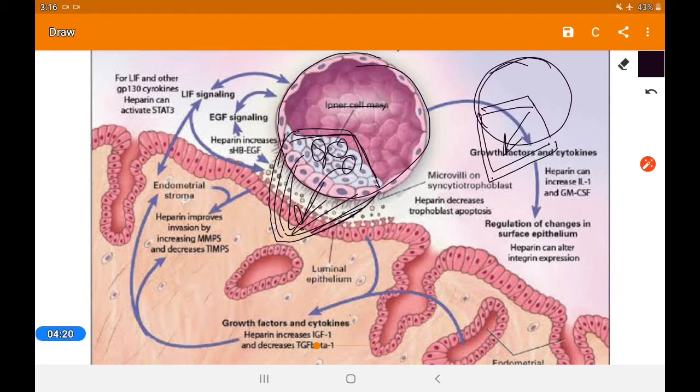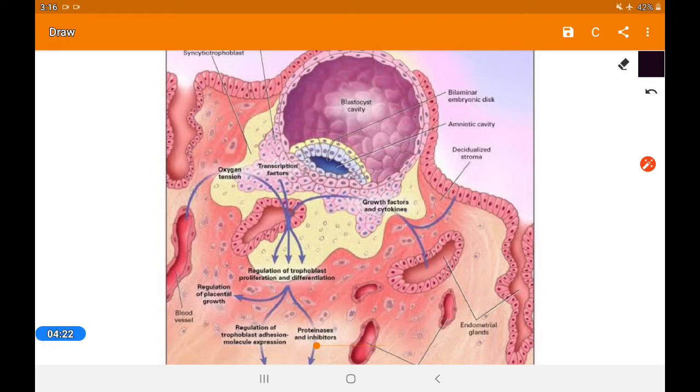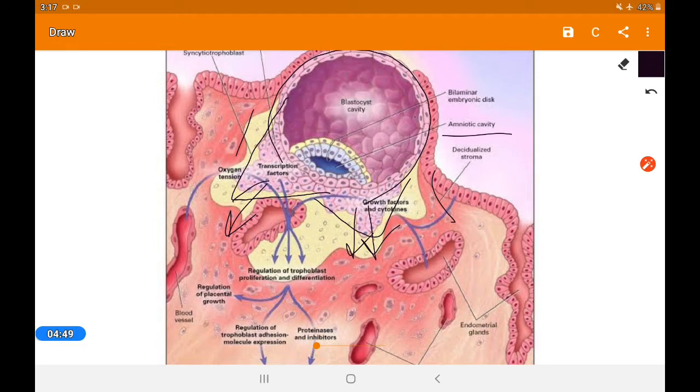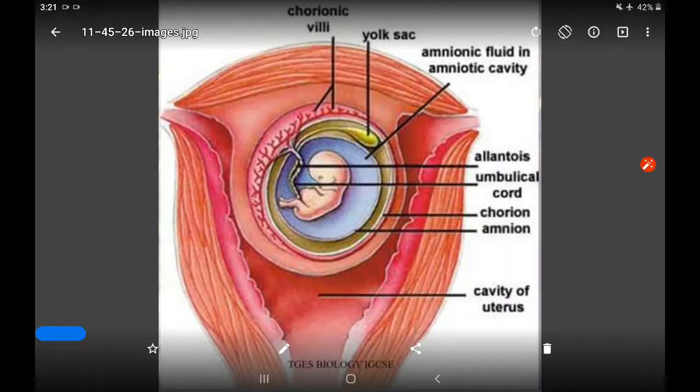Next diagram, if you see this diagram and compare with the previous one, the trophoblast cells are now inside the mother's body, in the endometrium layer, and here it gets completely inside. It forms the amniotic cavity and the other part of it. So you know, implantation leads to pregnancy.